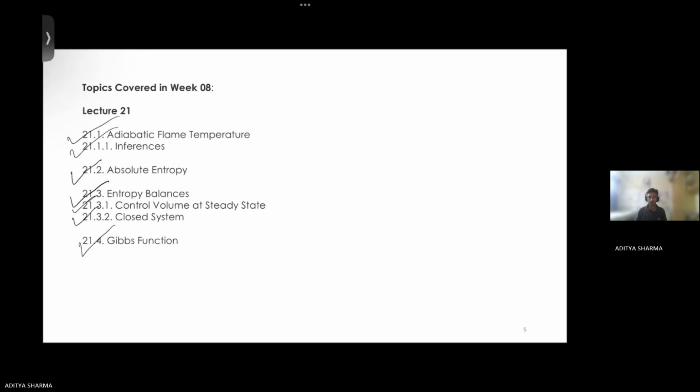Okay, so in that case, how do these various discussions help in analyzing your combustion process? That perspective has to be kept in mind while studying this topic. Okay, so this is your Gibbs function.